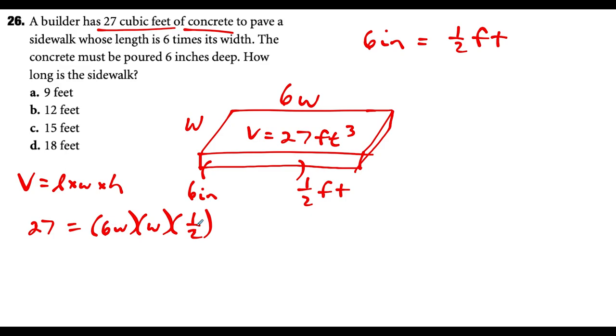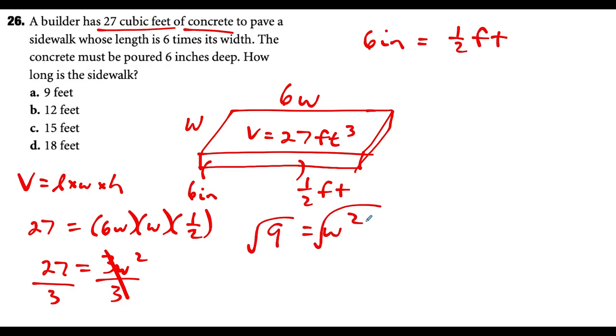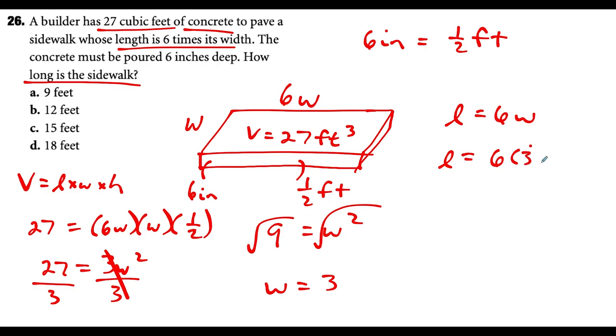So then here I have 6 times a half. 6 times a half is 3. So I'm going to have 27 equals 3 times W times W, which is W squared. Next bit of algebra I could do is divide both sides by 3. And then on the left side, 27 over 3 is 9, and that equals W squared. I take the square root of both sides to get rid of the square, and that tells me W is equal to 3. But it's very dangerous if I try to stop here. Luckily, 3 is not an answer choice to ruin our day, but they're asking us how long the sidewalk is? And they told us the length is 6 times the width. Remember, the length was equal to 6W, and we just found W is 3, so 6 times 3 tells us the length is 18 feet, choice D.